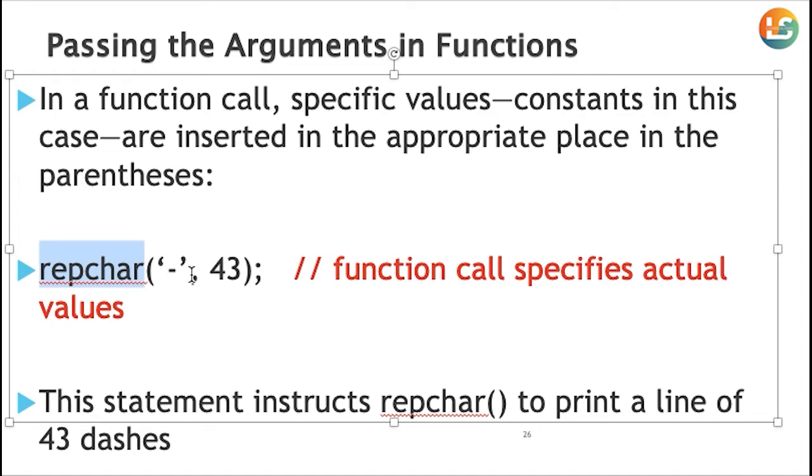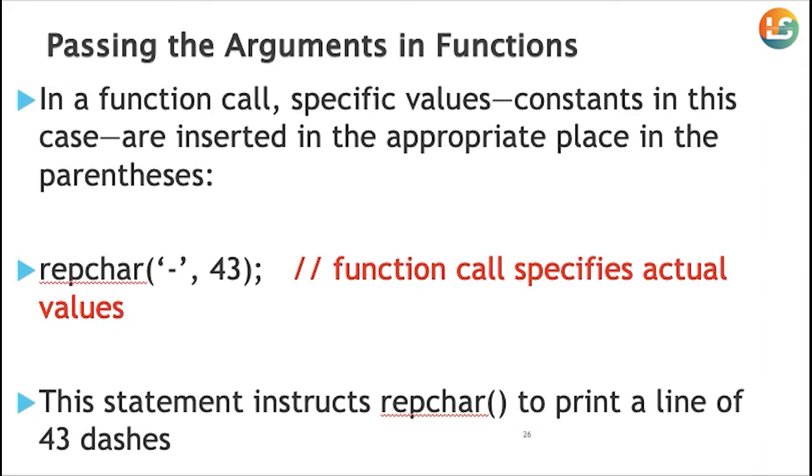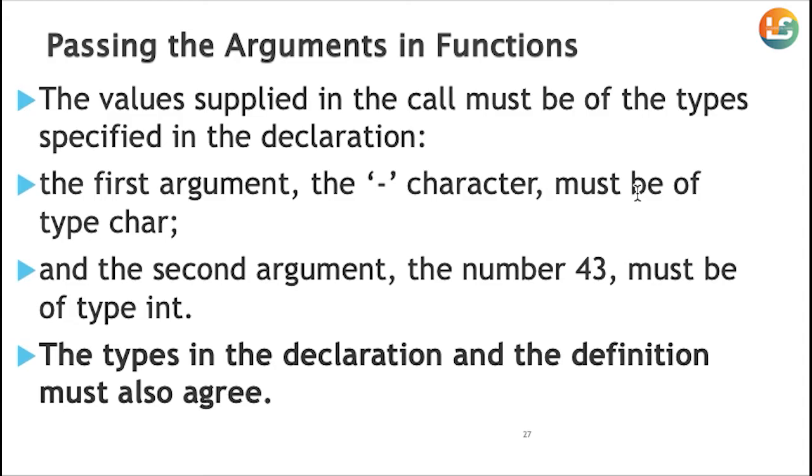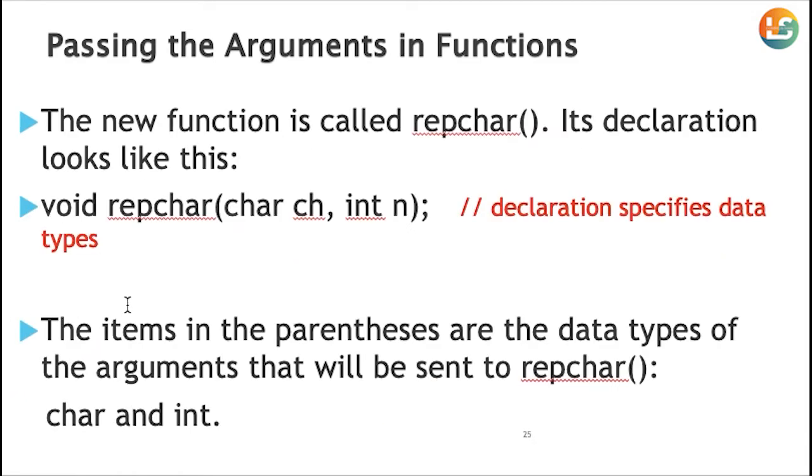The values supplied in the call must be of the types specified in the declaration. The first argument, the dash character, must be of type char, and the second argument, the number 43, must be of type integer. The types in the declaration and the definition must also agree. With respect to your declaration, you are saying this function first gets a character, and second gets a number. So the sequence of your parameters must be the same in the calling as well as in the definition. In your calling, the first thing should be a char and the second thing should be an integer. Similarly, this rule applies in the definition.